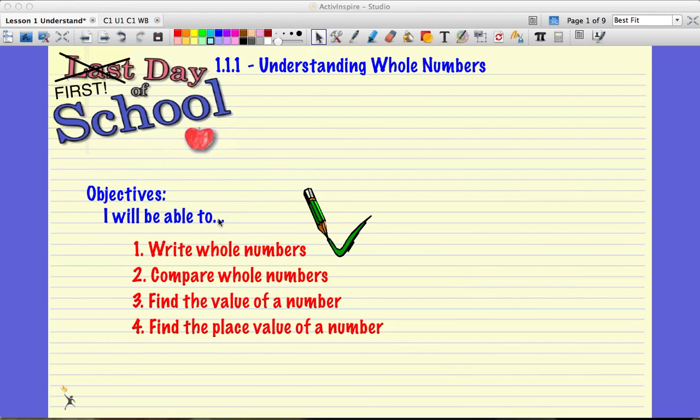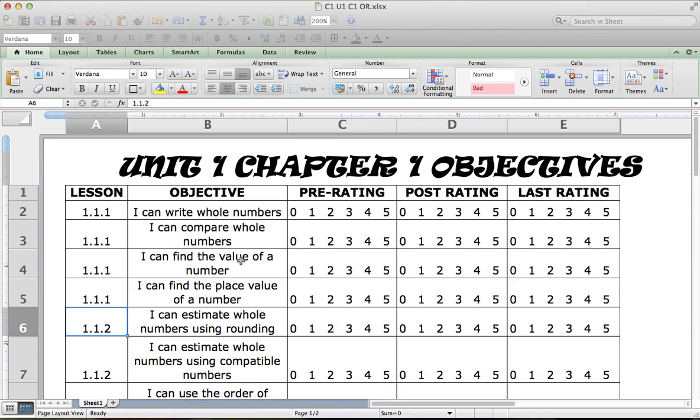So the first thing we'll always go through is what the objectives are for this lesson. Your objectives for this lesson are to be able to write whole numbers, compare whole numbers, find the value of a number, and find the place value of a number. These objectives are what we went over before you left class today.